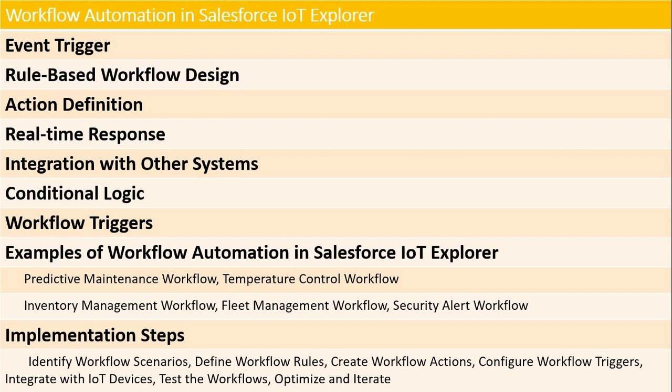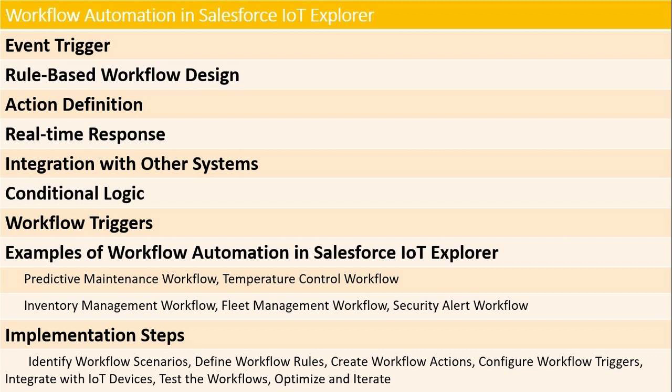Examples of workflow automation in Salesforce IoT Explorer. Predictive maintenance workflow. Trigger. Anomaly detected in machine sensor readings. Action. Automatically generate a work order for maintenance and schedule downtime for the machine.